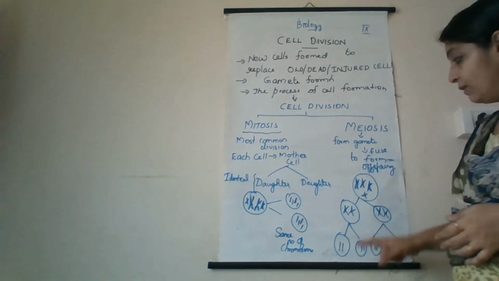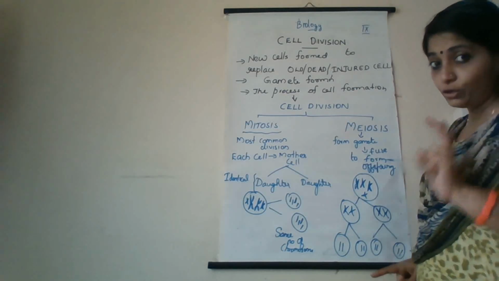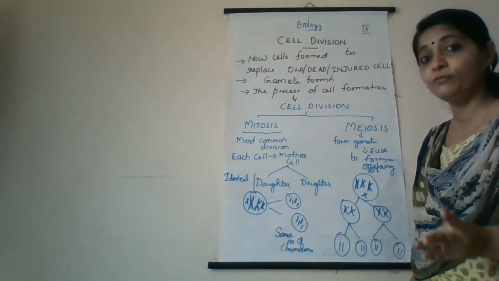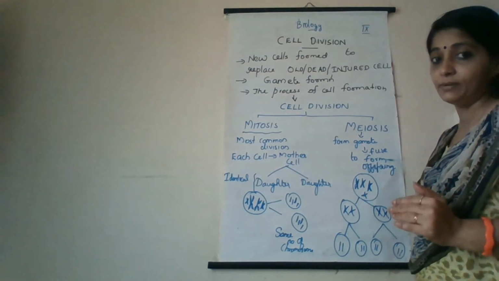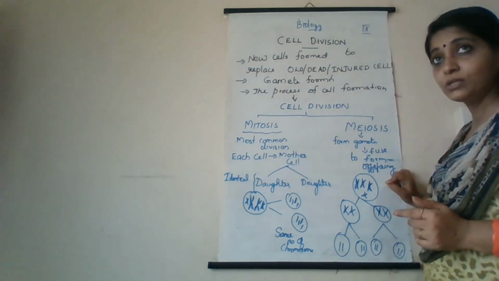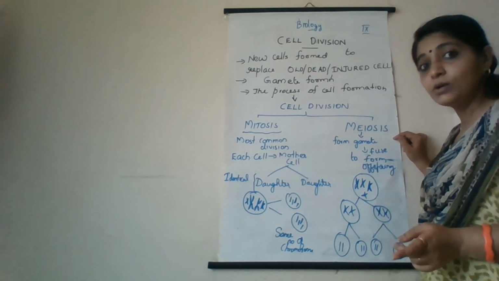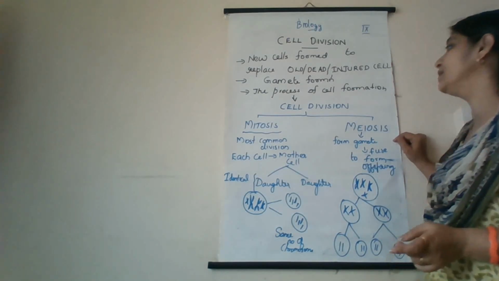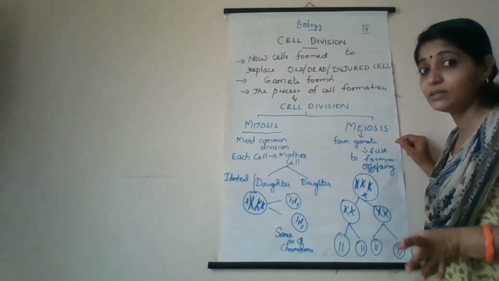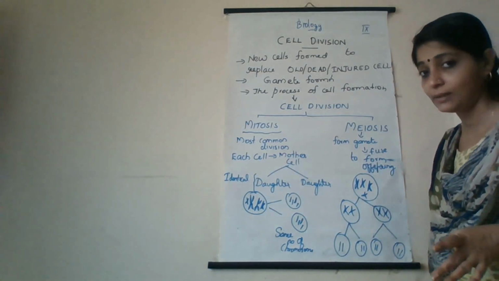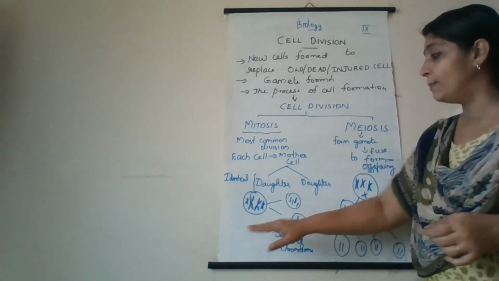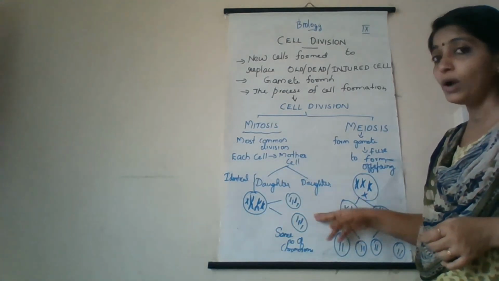So here it will divide to form 4 cells instead of 2 cells. After the completion of meiosis, 4 daughter cells will be formed, and the 4 daughter cells will have half the number of chromosomes, and hence in this case the number of chromosomes is reduced. Such type of division is called meiosis, or reduction division. Here the number of chromosomes is reducing. Instead of 2, 4 cells are forming. So these are the major differences between mitosis and meiosis. In mitosis, the parent cell divides to form 2 identical daughter cells.